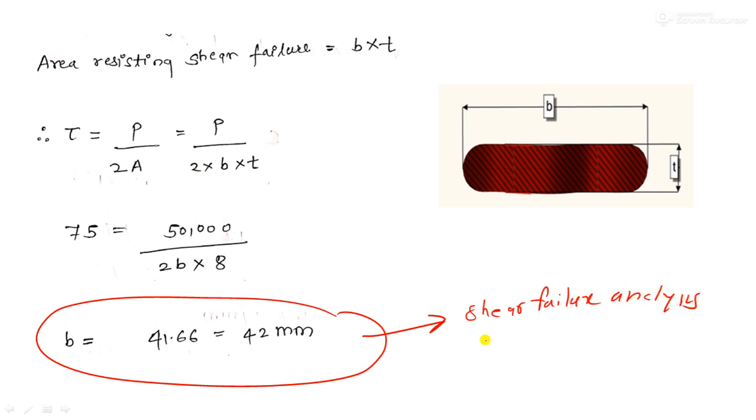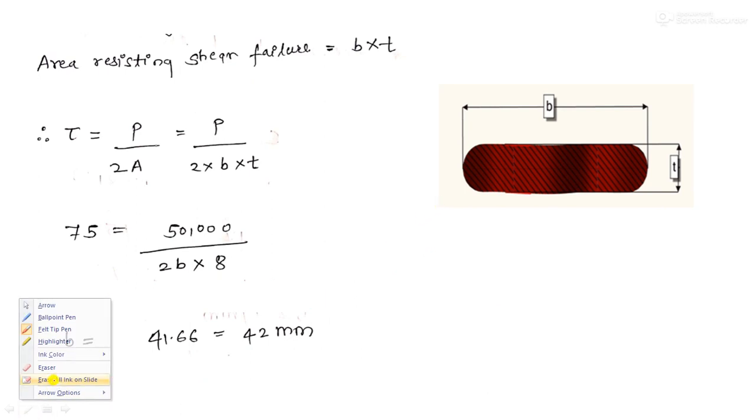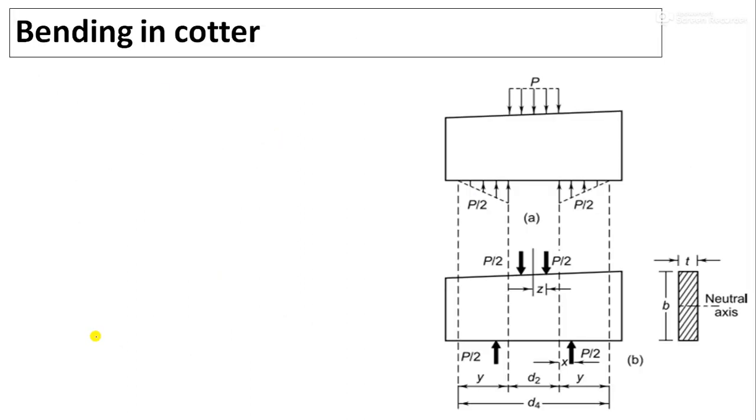As I have said in the knuckle joint, the dimension B, which is equal to 42 mm corresponding to the thickness T, may be safe for the shear failure, but it may not be safe for the bending failure. So we also have to design B, calculate B based on the bending failure. Basically, when the Cotter is tight in the socket and spigot, it is subjected to shear stresses. But during the operation the Cotter will become slightly loose. So when it is loose, bending occurs.